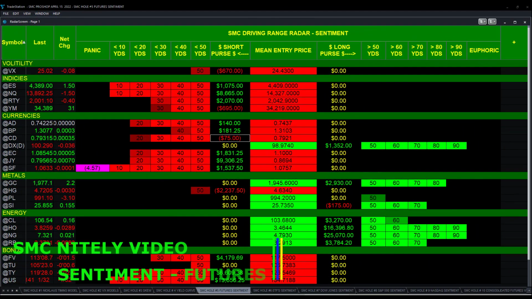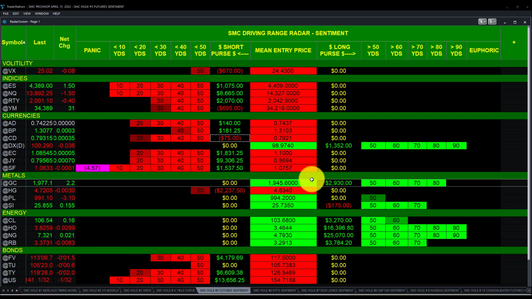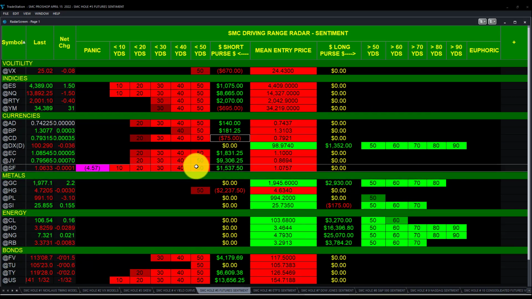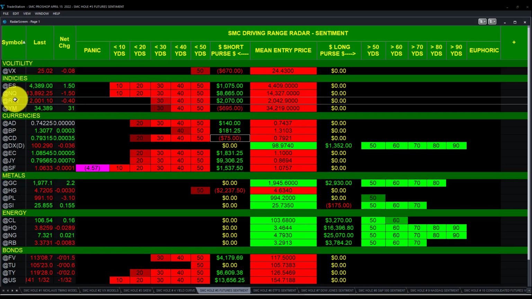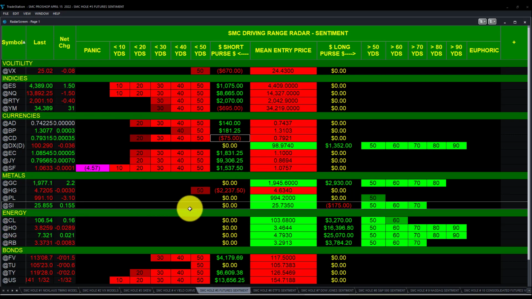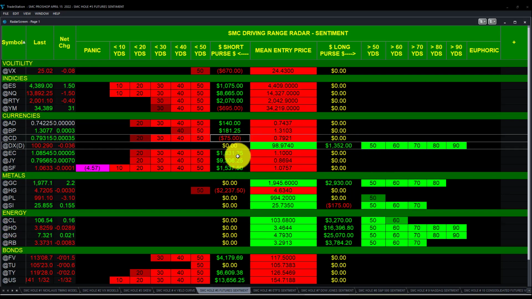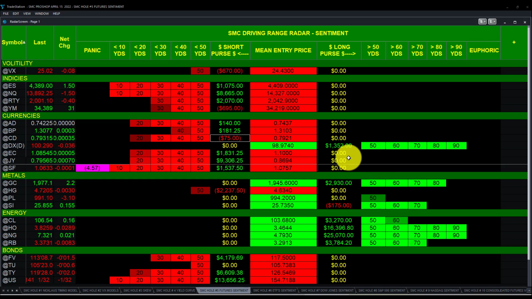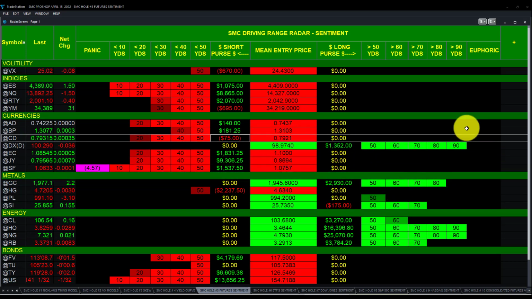Hole number 5, the driving range radar for sentiment on futures. Now this you will see a lot of, and I love this view. This gives us all of our futures markets over here. What we're looking for in a nutshell here, there's a lot of information here, and we will pick it out over time. But the simplest tool is this.